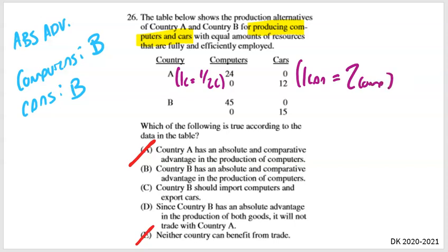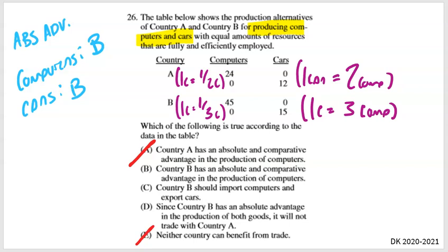Well, what about for country B? For every one computer, how many cars is country B giving up? Yet again, output, the other goes over, so 15 over 45 is 1/3 car. And so that means for every one car, country B is giving up 3 computers here. And so now, who has the comparative advantage?